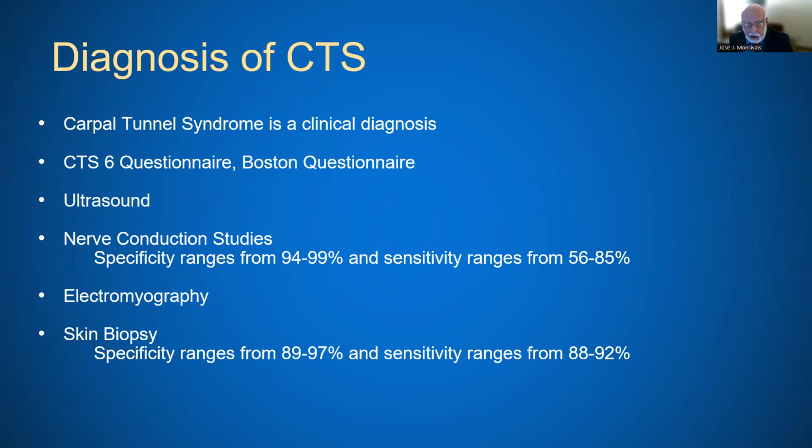Electromyography is useful in advanced cases. A skin biopsy, this is the purpose of our report, is useful in the diagnosis of axonal neuropathy. Specificity ranges between 89 and 97%. Sensitivity between 88 and 92%.